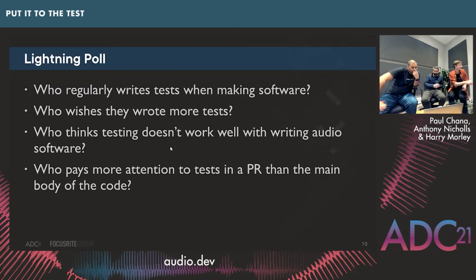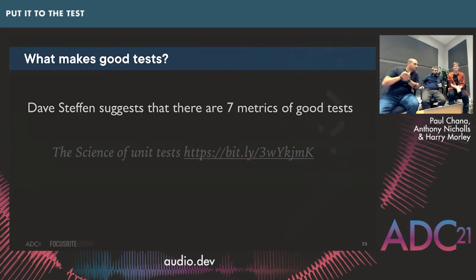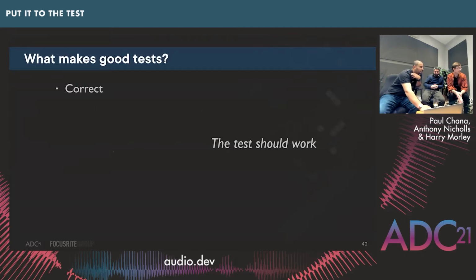Cool, okay, interesting. So there's a really good talk on YouTube called The Science of Unit Tests by Dave Steffen, he's a professor of physics, I believe. And he identifies 7 key metrics of a good test. I've always thought they really capture what a good test is. So if we just run through them quickly. Did that work? That's good. Yeah, there we go.